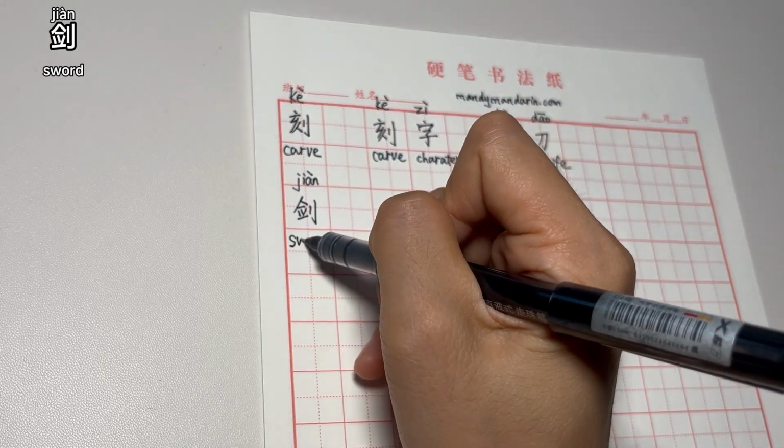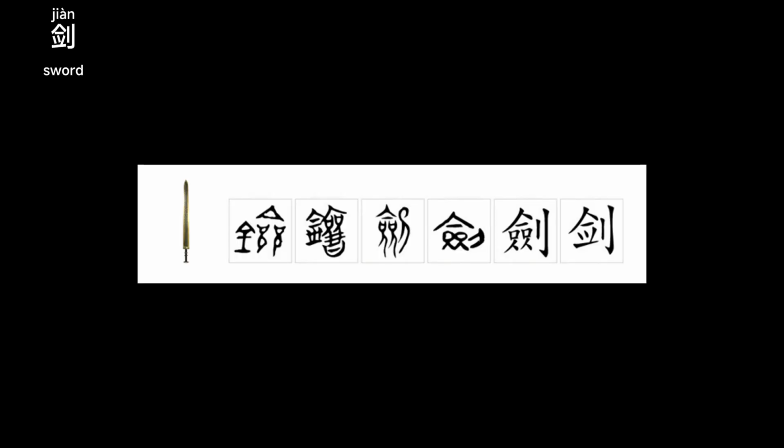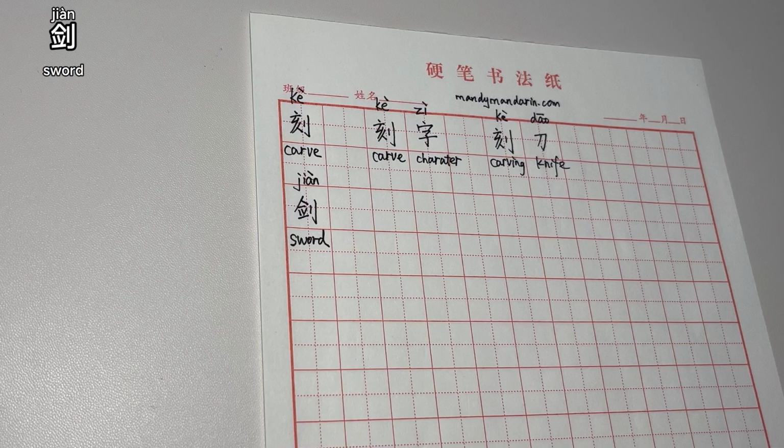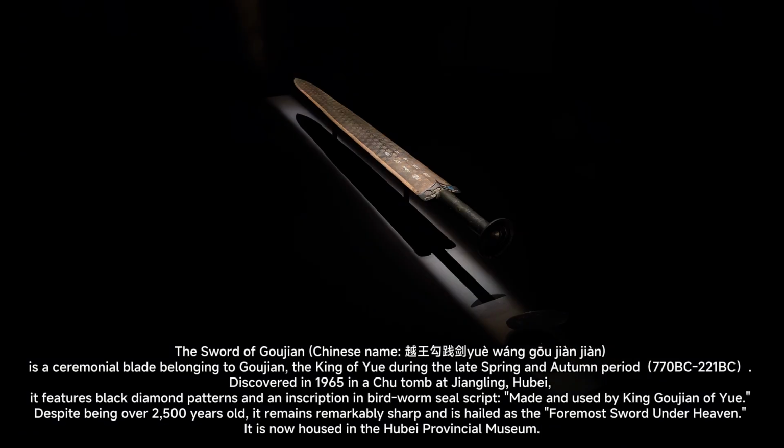Jian is the sword. Here is the evolution of the character Jian. So Jian plays a very important role in the ancient time, not only in ancient China, but also in the whole ancient world. In ancient China, the long sword is one of the most important weapons to protect people. So let me introduce a very famous sword from the ancient China. This one, 越王勾践剑. It's one of the most famous ancient swords in China.